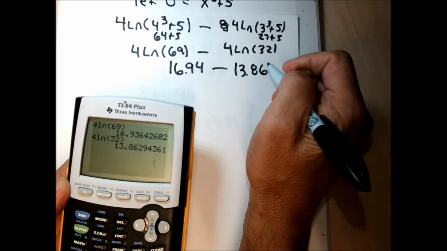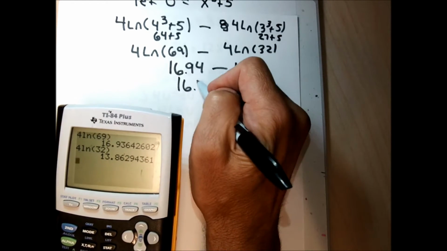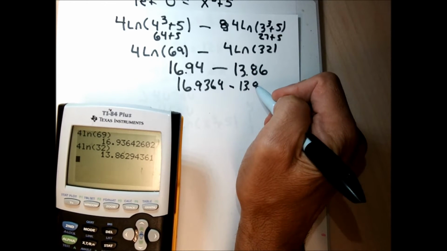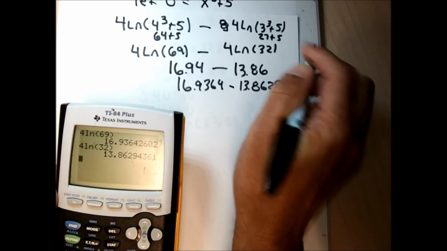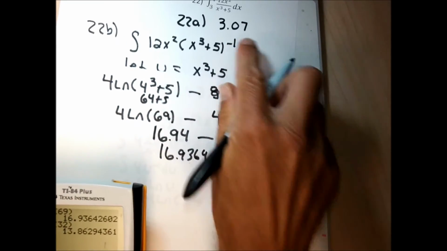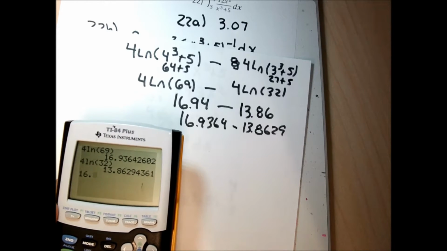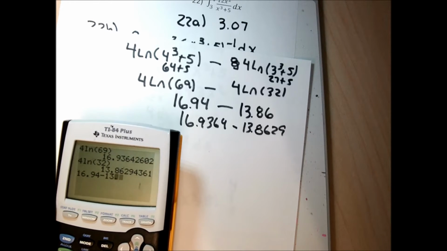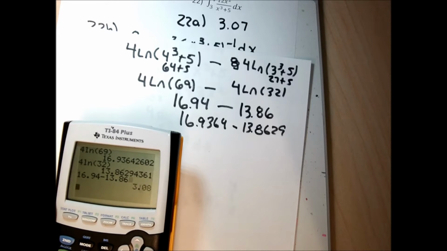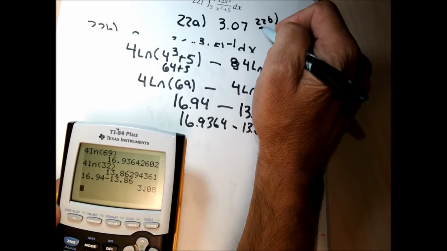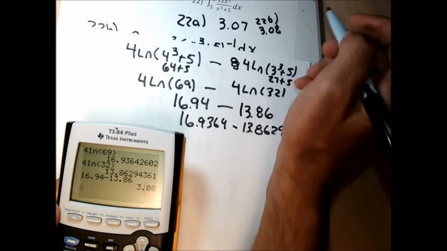Probably should have carried more decimals. If I did 16.9364 minus 13.8629, my answer would probably be closer to the 3.07 that I was trying to get. If I just did 16.94 minus 13.86, my answer is 3.08 for 22b. That kind of difference I can live with because it's a rounding difference.